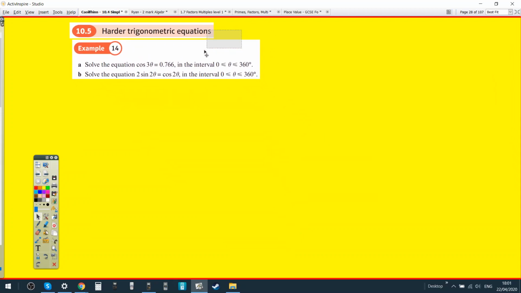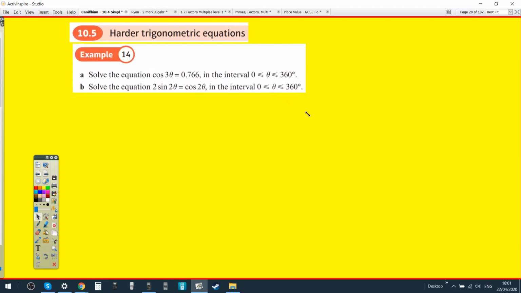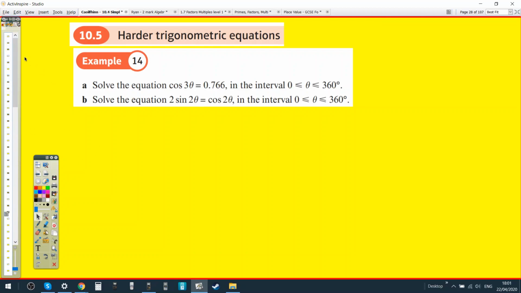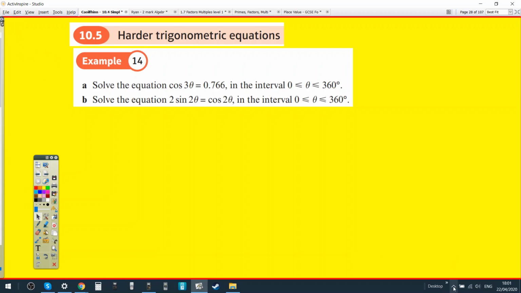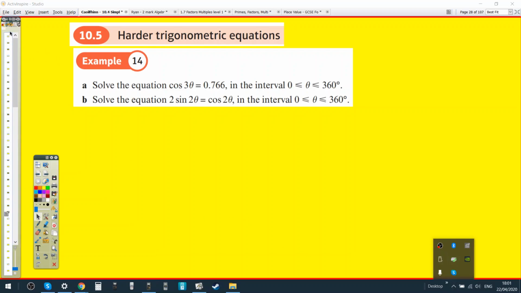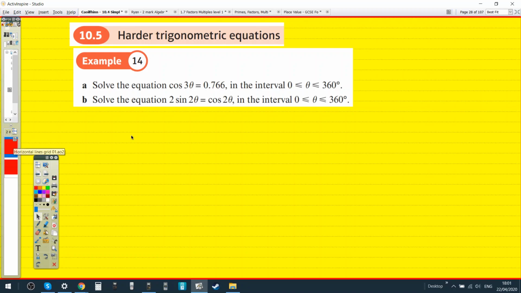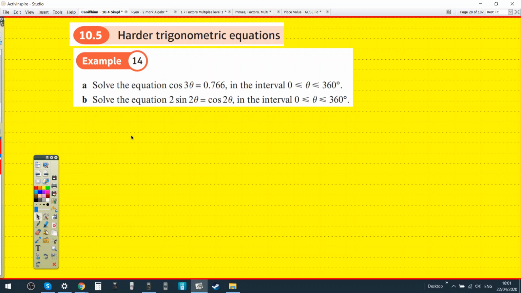Annie, do you already know how you would go about solving these? Before, what you were solving was cos theta equals something. Now you have cos 3 theta. Any idea what you do there? Do you divide the other side by 3? It's in a bracket, so you can't do that yet.